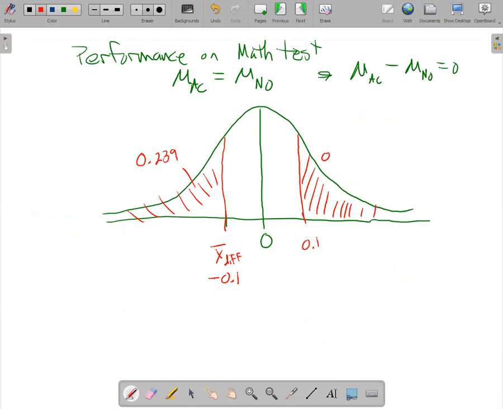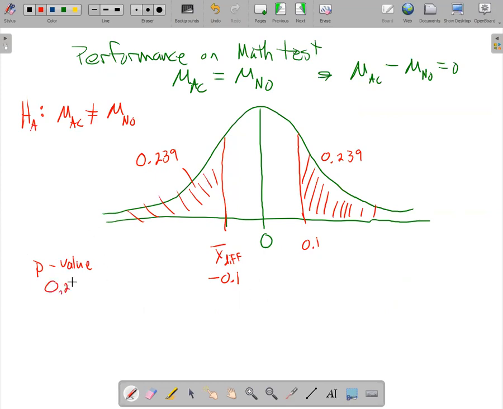And a matching 0.239 on this side. Remember my alternative hypothesis, HA, was that mu AC was just not equal to, that's why we did a two-tail test. So to get the p-value here, I have to add up those two numbers. So the p-value in this case isn't just the left or the right, it's both of them.